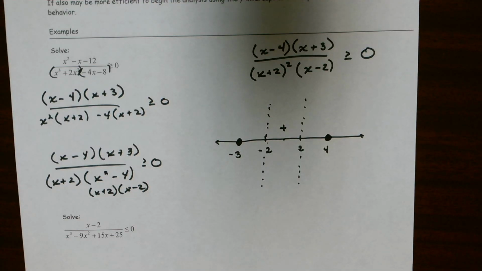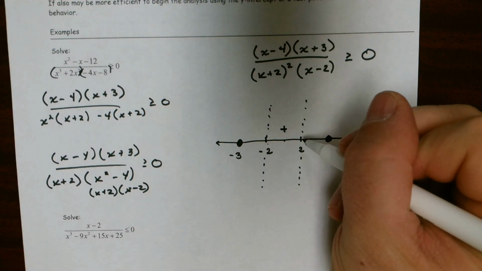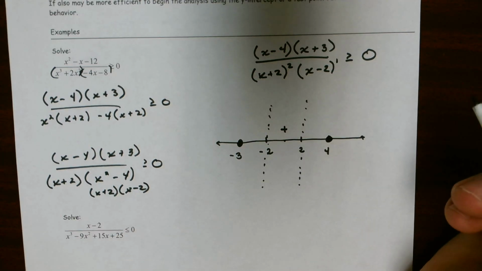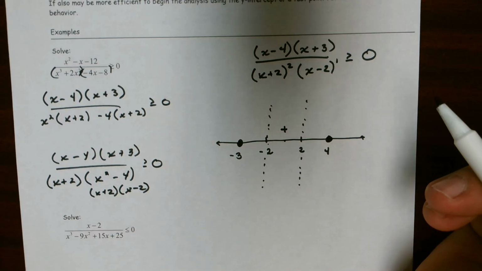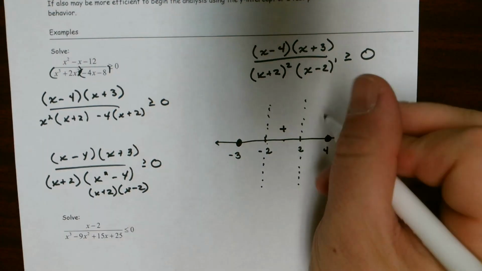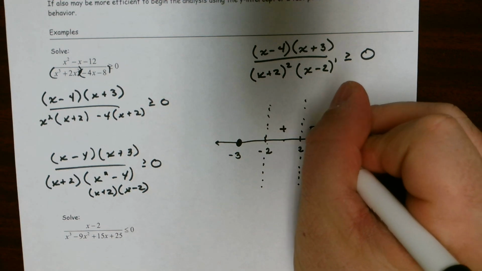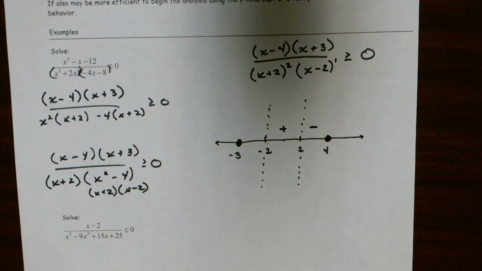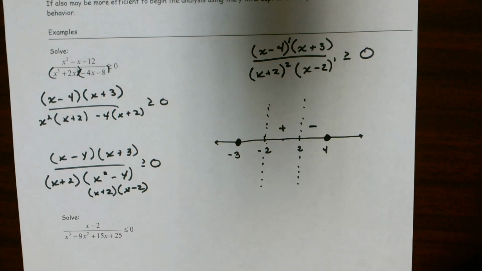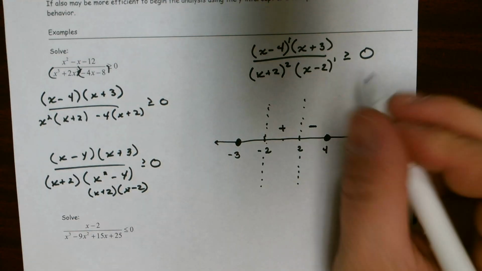So now let's look at everything. Let's look at this asymptote 2. 2 has a multiplicity of 1. So it should technically, quote unquote, cross and change signs. So on the other side of 2, it's going to be negative. Now let's look at the multiplicity of this x-intercept, 4. Also 1. So it should change signs again, back to positive.